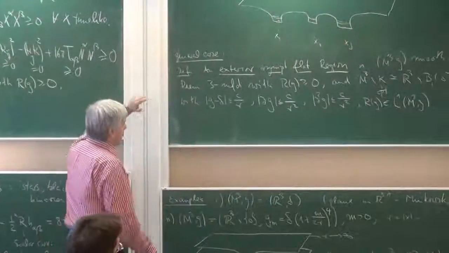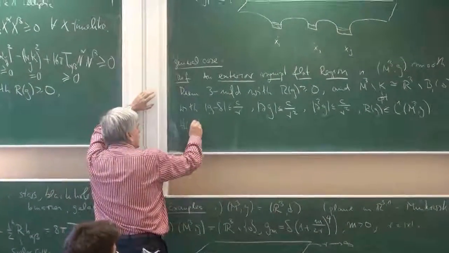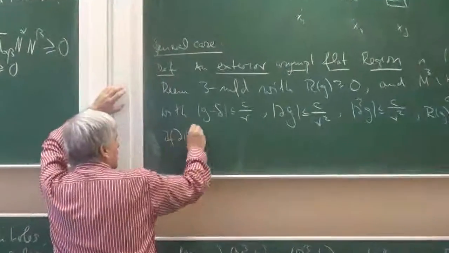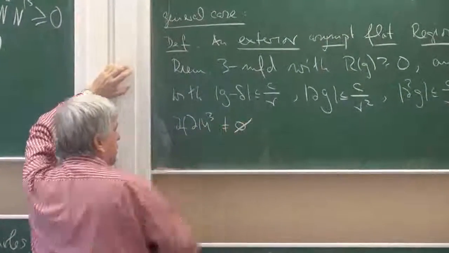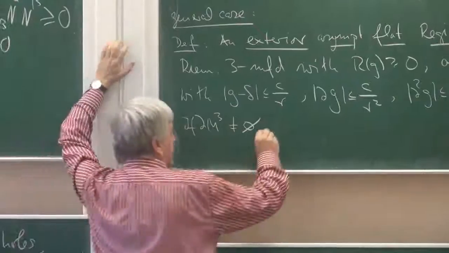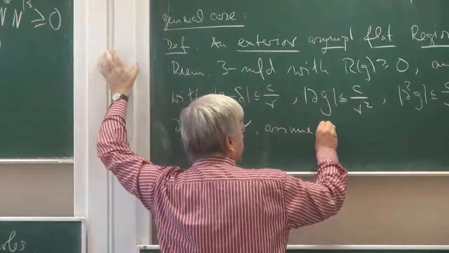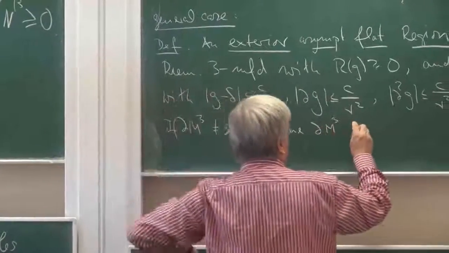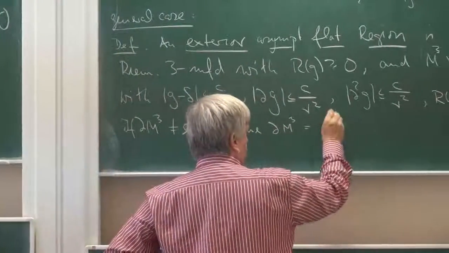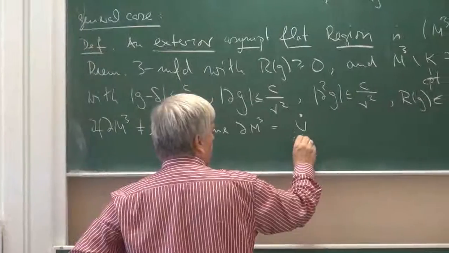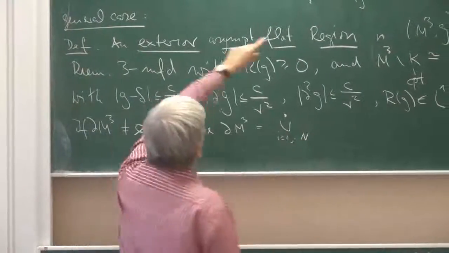And then if you have a boundary, if the boundary is not empty, then assume that the boundary is a disjoint union of n such spheres.